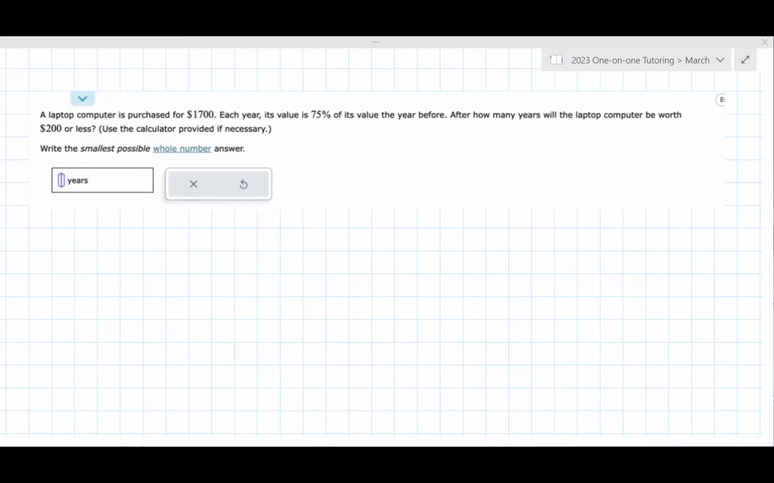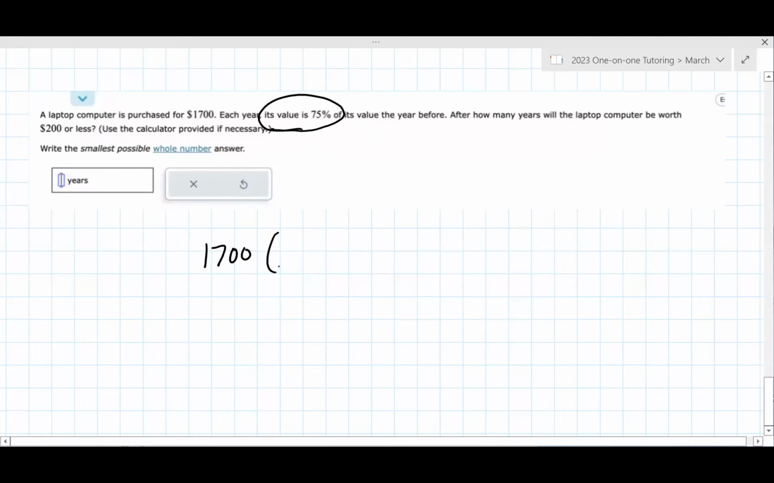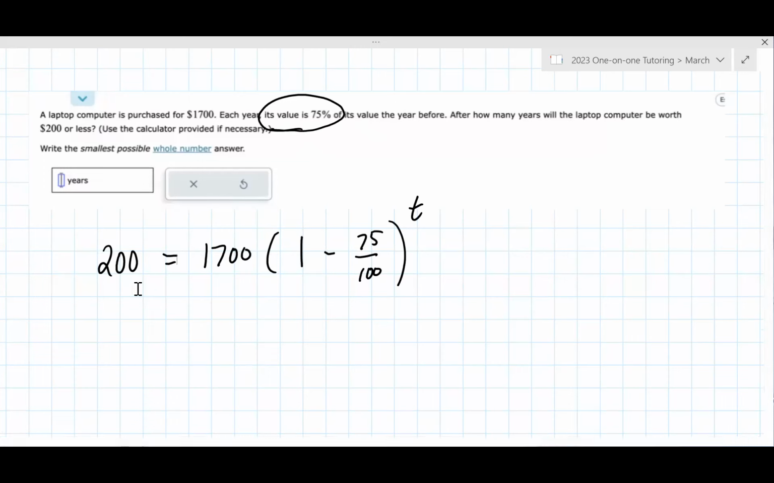But the difference here is that its value is going down. It's reducing, which is like 200. So you're starting out with 1,700, but the number inside here is going to be 1 minus 75 over 100 instead, because it's going down to the power of t, and then this time you want it to be 200. So go ahead and try working this out from here. If you have questions, please ask, but it does work out very similarly.